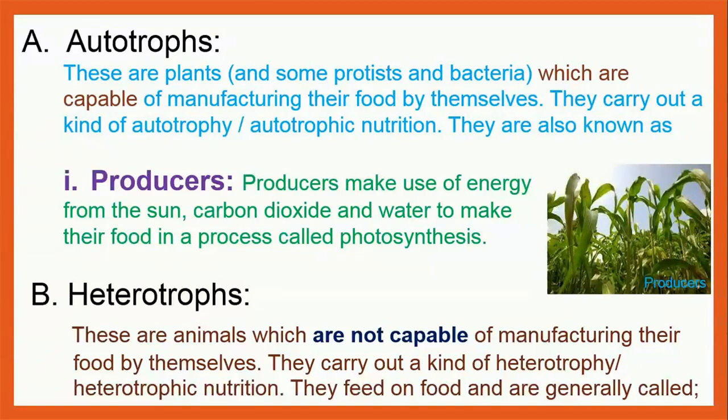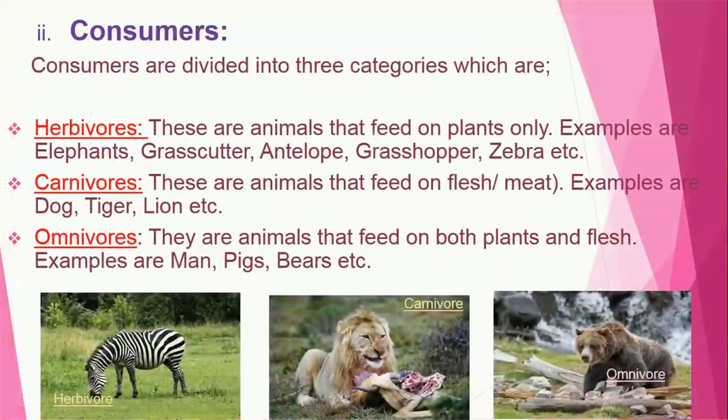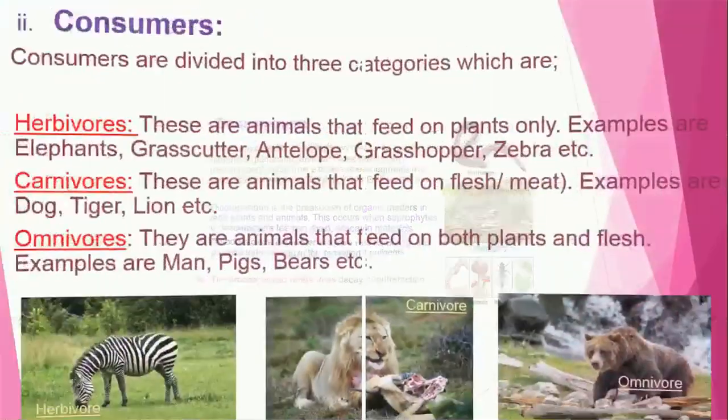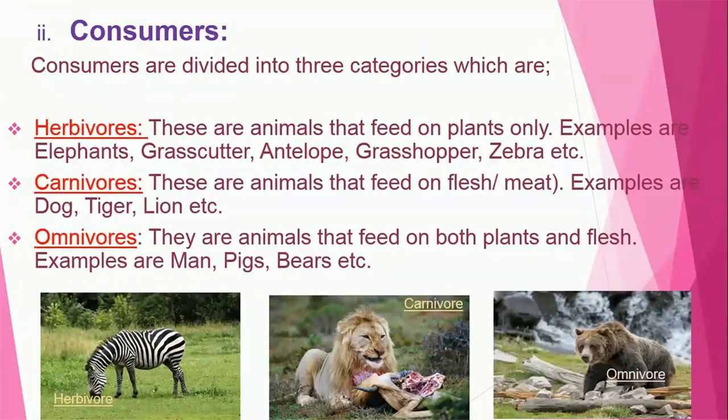Okay. B is heterotrophs. Now these are animals which are not capable of manufacturing their food by themselves. So they carry out a kind of heterotrophy or heterotrophic nutrition. They feed on food. So heterotrophs are generally called consumers and decomposers. So we have two categories of heterotrophs. Now let's start with looking at the meaning of consumers. Now what are consumers? Consumers are animals, don't forget.